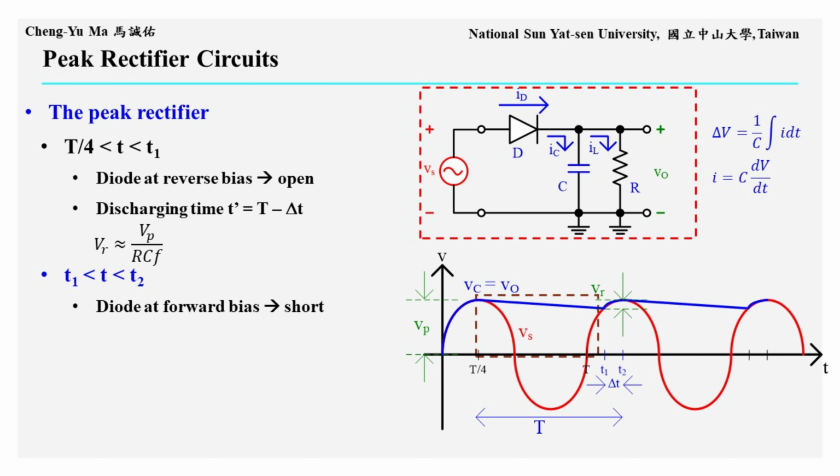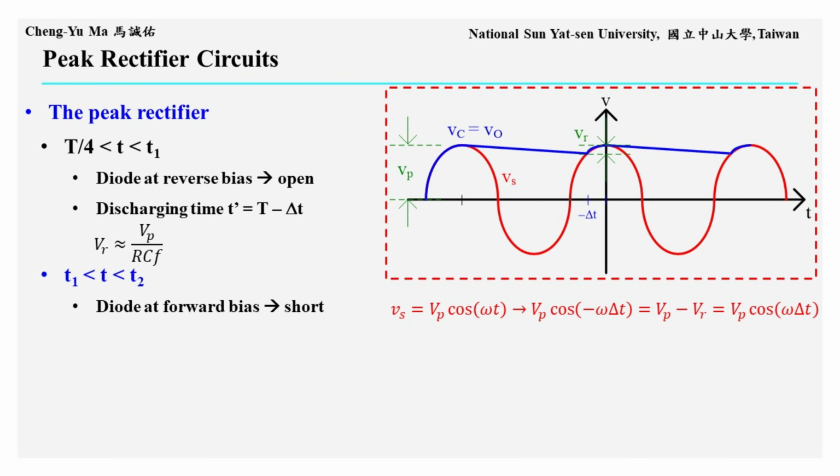During this interval, the diode becomes forward biased again and conducts as a short circuit. The question is, how long is this charging interval, delta t? For convenience, we shift the time origin so that t equals 0 occurs at the positive peak of the sinusoidal input. Then the input can be written as Vs equals Vp times cosine of omega t. At time t equals negative delta t, the input voltage is Vp minus Vr. Therefore, Vp times cosine of negative omega delta t equals Vp minus Vr.